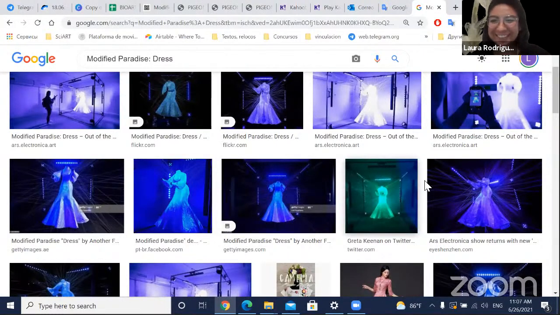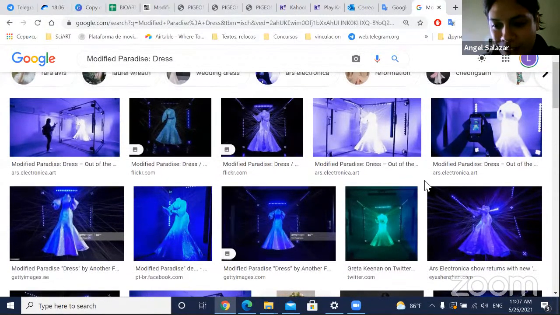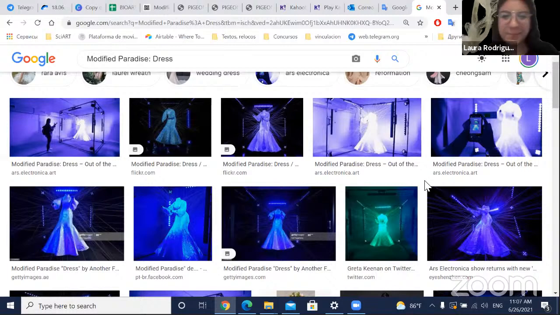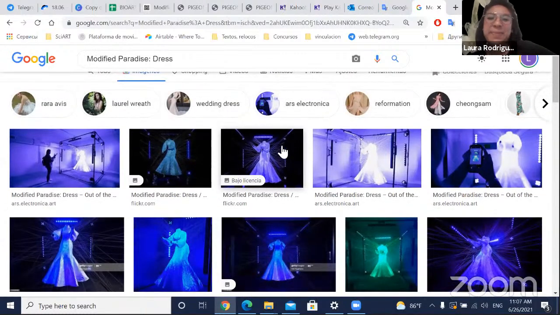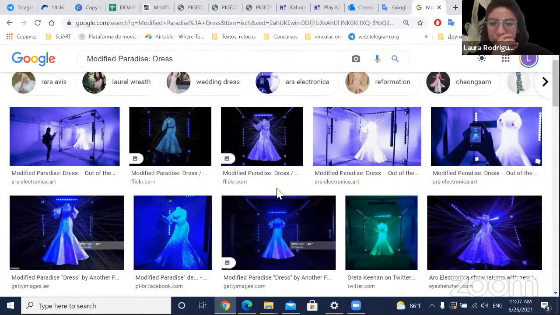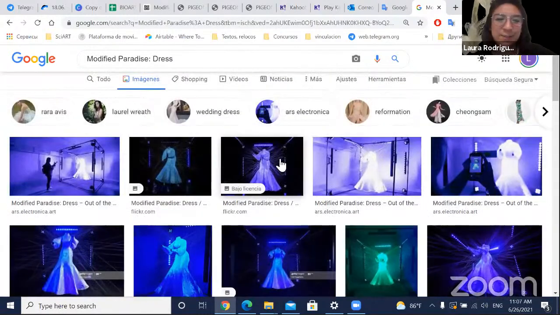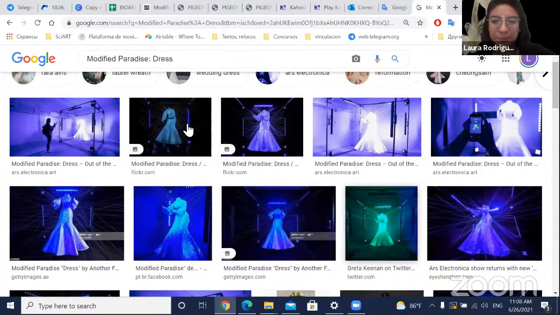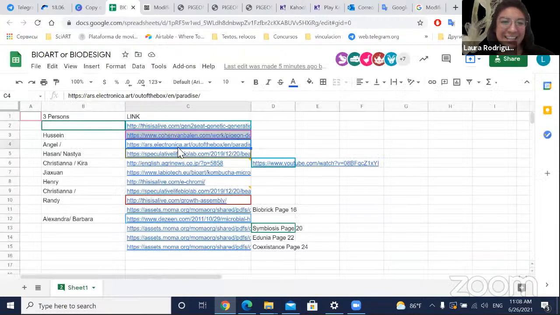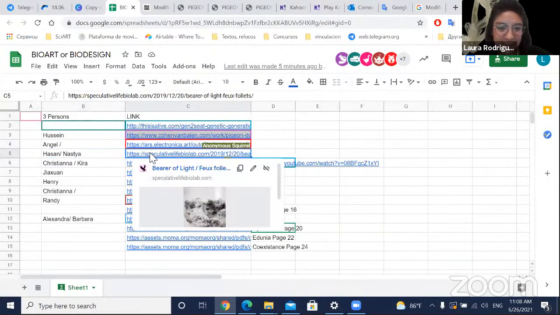So no, it's focusing on the aesthetic, the aesthetic reason for a dress, not for another reason. Yeah, I also agree that it was presented as a bio art project, but it has the ability to become a bio design. I would love to get married in a glowing jellyfish dress. So thank you, Angel. This project was also in Ars Electronica two or three years ago. And this collective of artists are working with genetically modified biomaterials. Okay, thank you, Angel. Let's go to Hassan and Nastya.